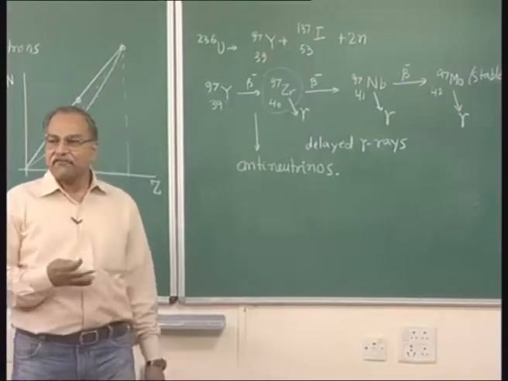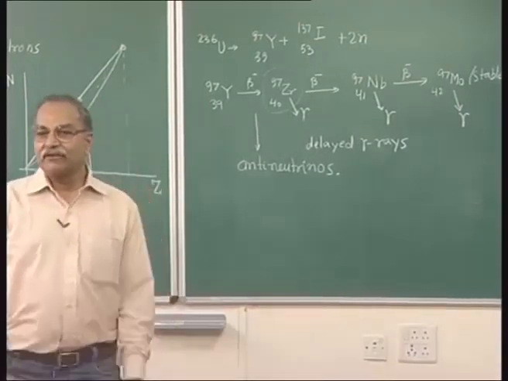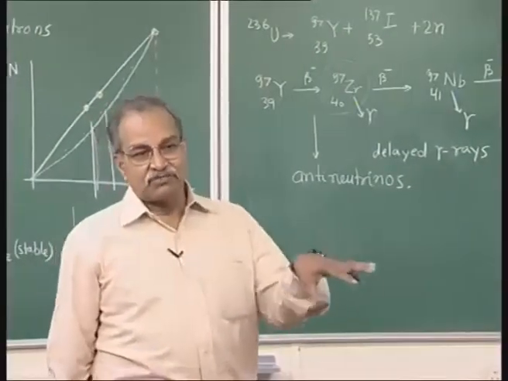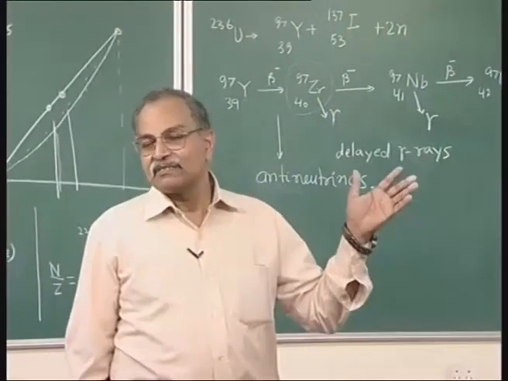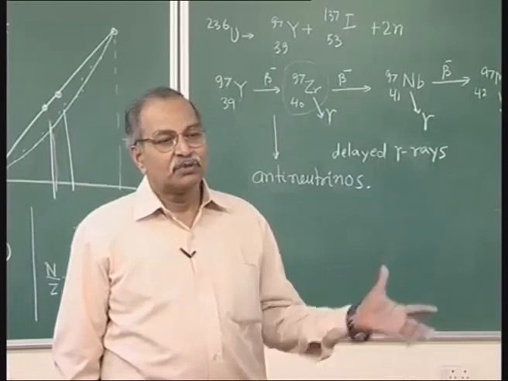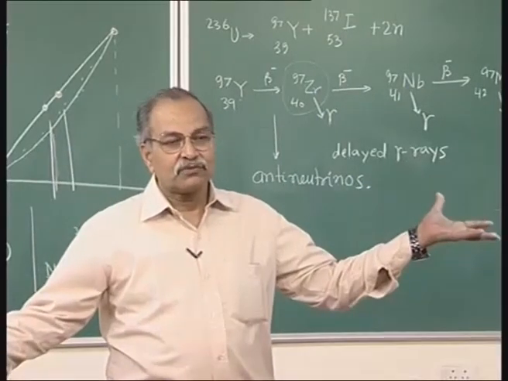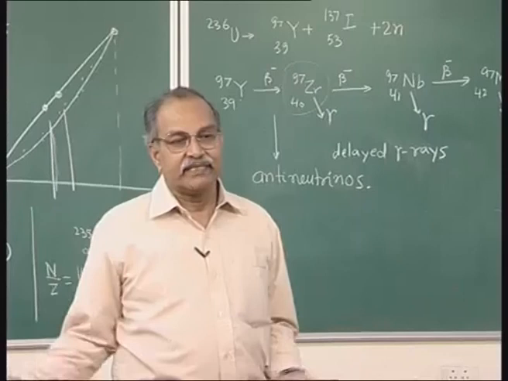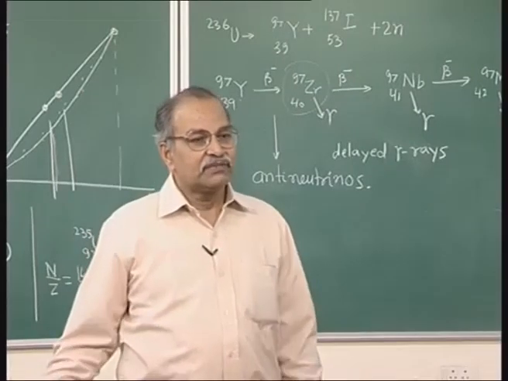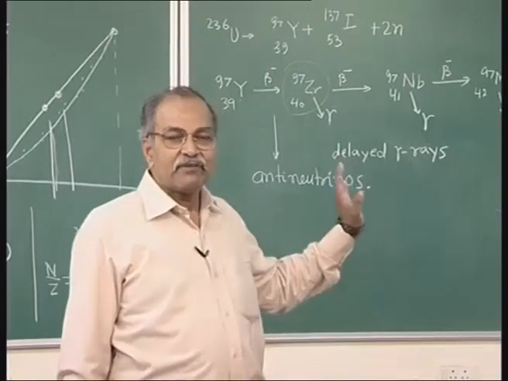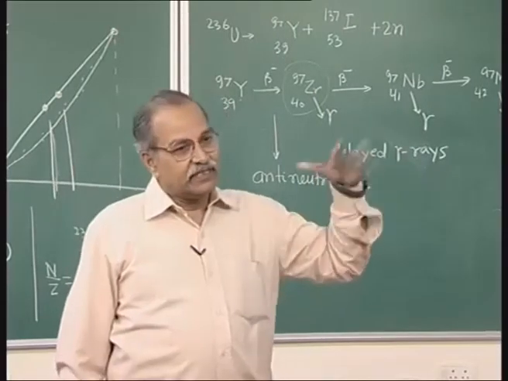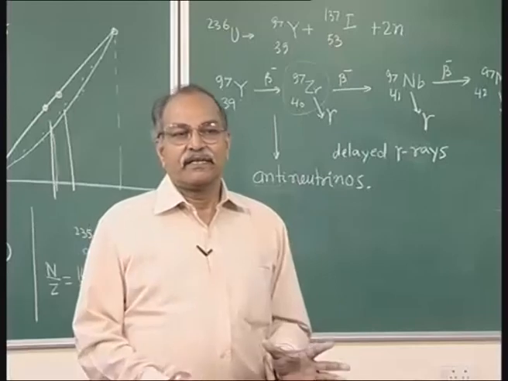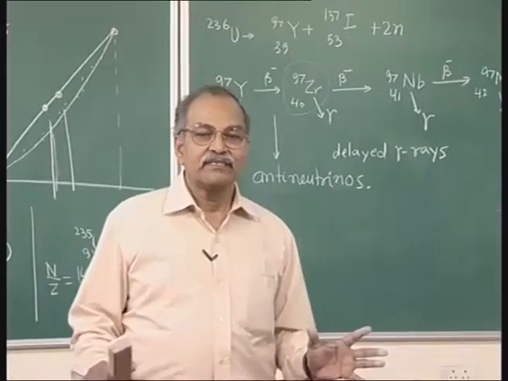Some 10-15 MeV is taken away by these antineutrinos, which are very difficult to tap. Neutrinos pass through all kinds of matter almost without interacting with anything, so they just escape. The energy taken away by the antineutrinos in beta decay anyway goes out of the reaction area. That is how the total energy is distributed.